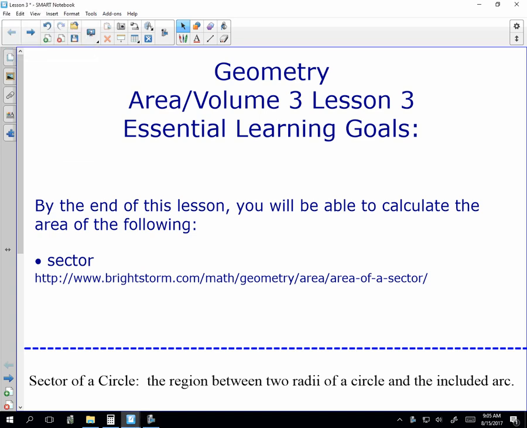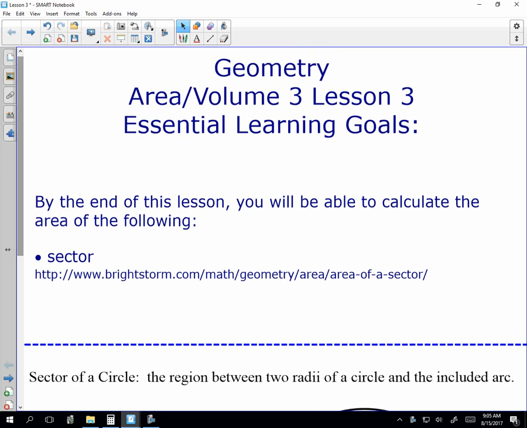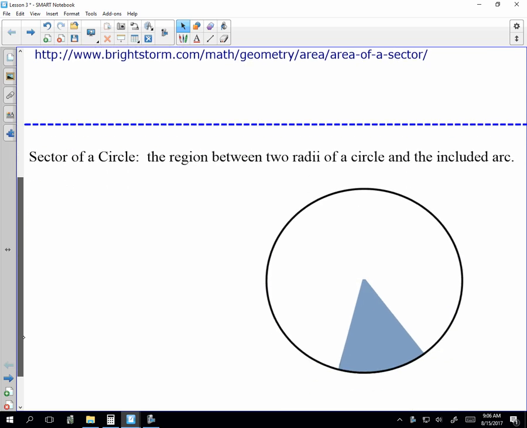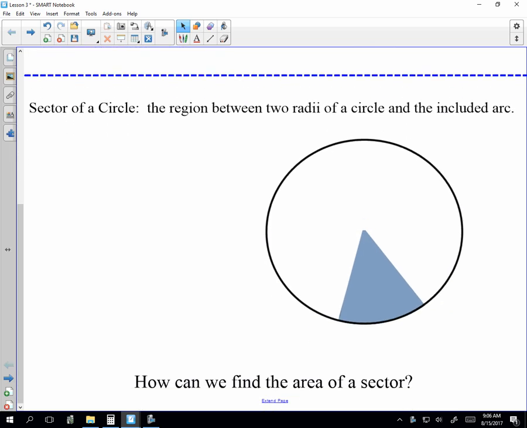Hello, and welcome to today's lesson, Area Volume Unit 3, Lesson 3. The topic that we're going to be looking at here is finding the area of a sector.